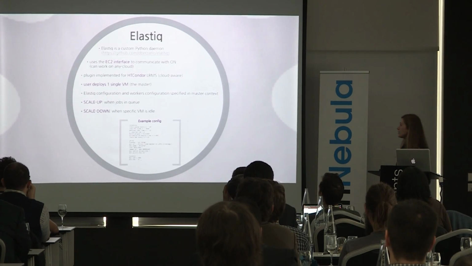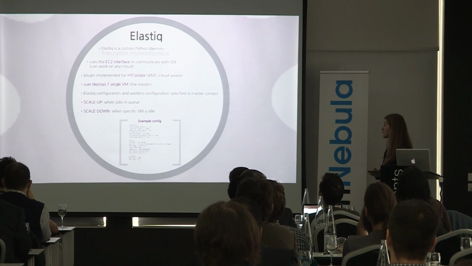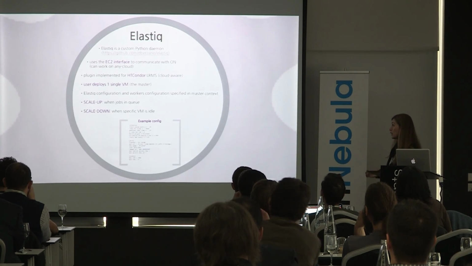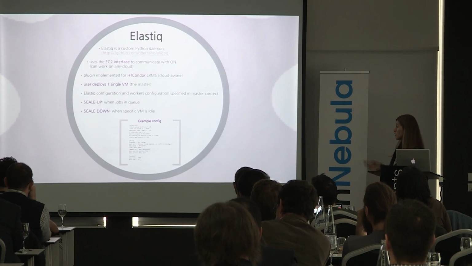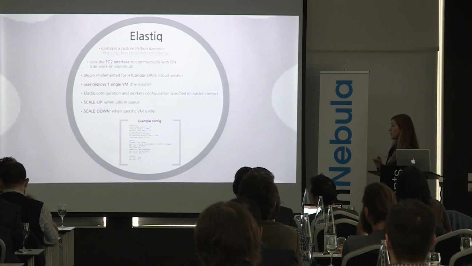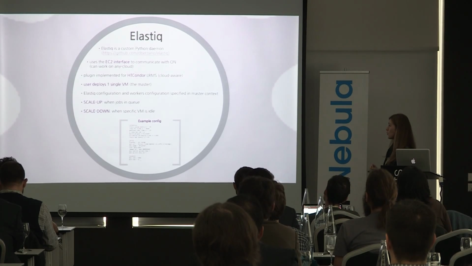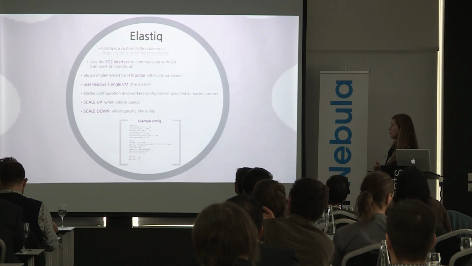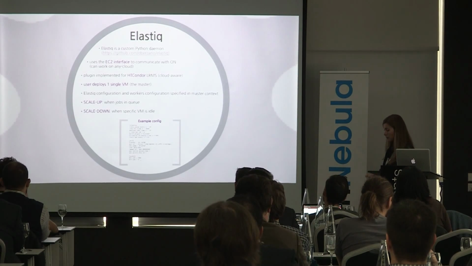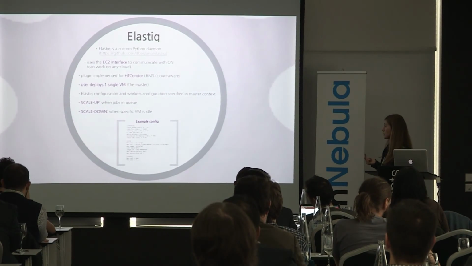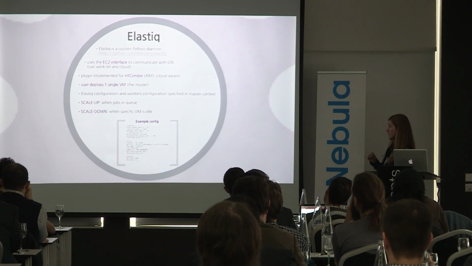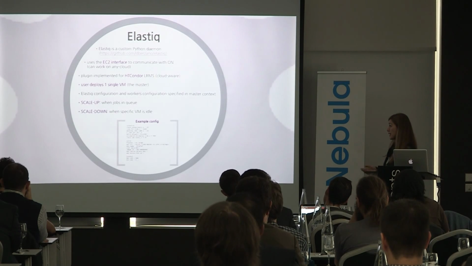Elastic is a Python daemon developed by one of our colleagues. It uses the EC2 interface, namely Boto, to communicate with OpenNebula, so it can work basically on any other cloud that exposes this interface. And it has a plugin implemented for Condor as well. So what the user does is deploy one single virtual machine, where in the context of this virtual machine it writes a configuration for the master, for the different slaves, and for the Elastic service itself. And then Elastic scales up when there are jobs in the queue and scales down a specific VM when this VM is idle.